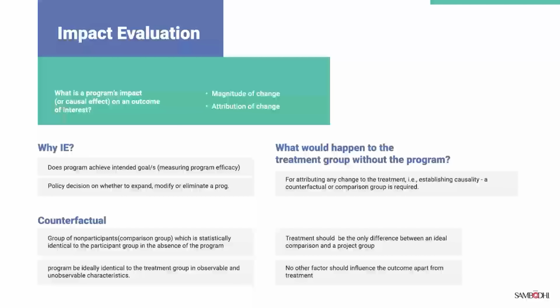A counterfactual group can be understood as a group of non-participants, which is statistically identical to the participant group in the absence of the program. This enables the researcher to understand what would likely have happened to the members subject to the intervention had they not been exposed to the program. The comparison group would ideally be identical to the treatment group in observable and unobservable characteristics, and the treatment should be the only difference between an ideal comparison and a project group.